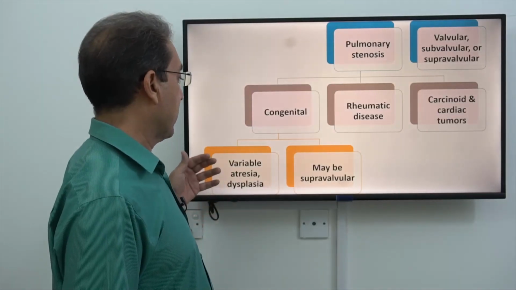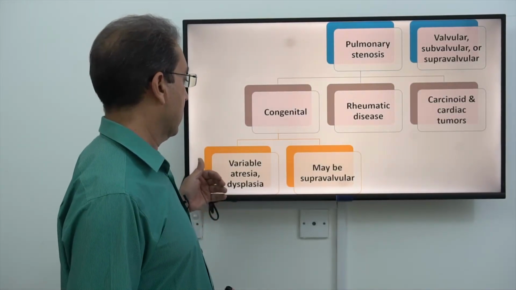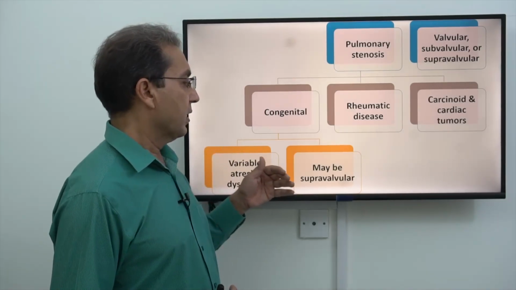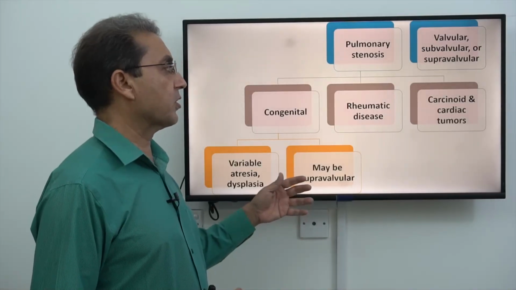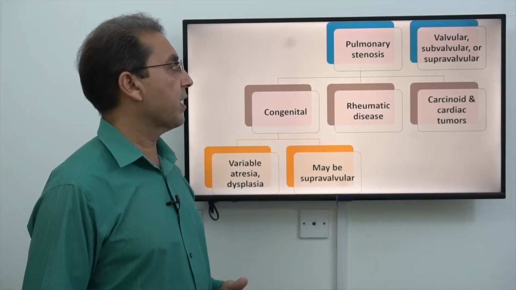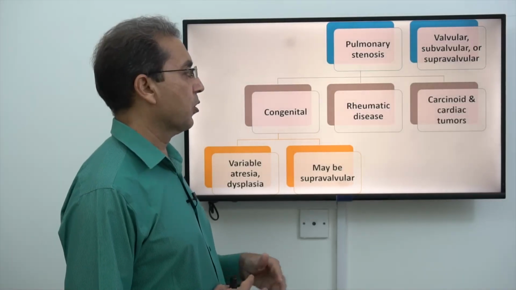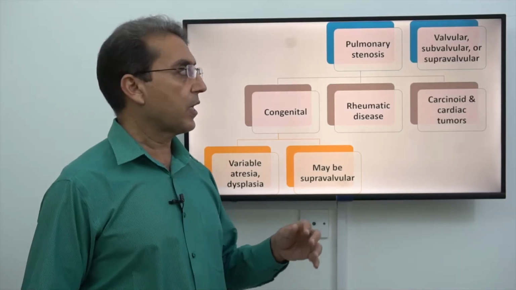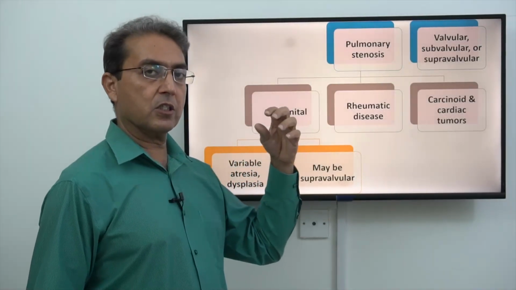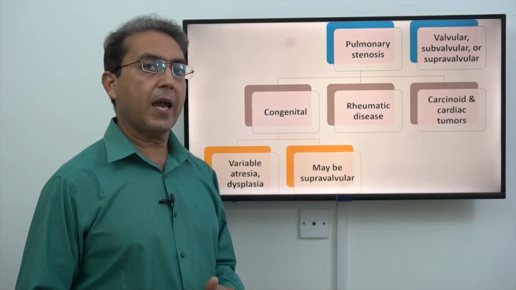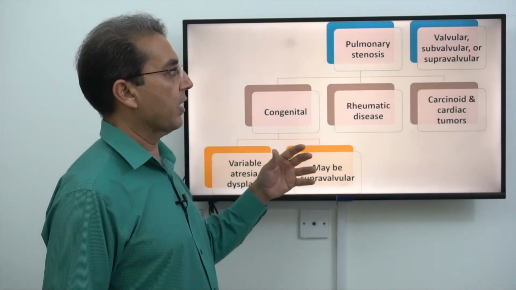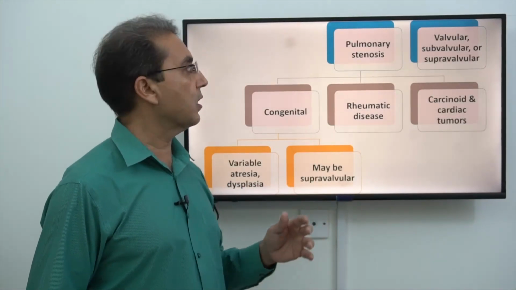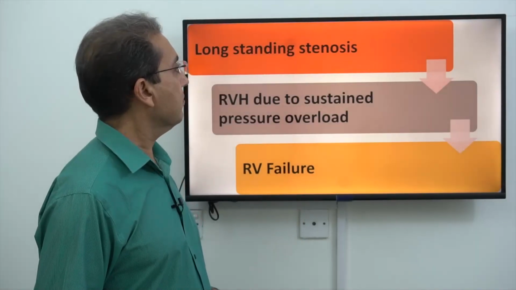A patient may have valvular atresia and there may be dysplasia of the pulmonary valve. This may be, as I mentioned, supravalvular stenosis as well. Then patients may have pulmonary stenosis because of rheumatic heart disease, but rheumatic heart disease is generally not an isolated pulmonary stenosis. There are other lesions, particularly the mitral valve and at times the aortic valve as well. And then you may have carcinoid and cardiac tumors causing pulmonary stenosis.